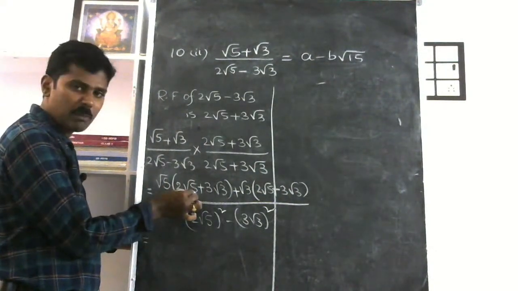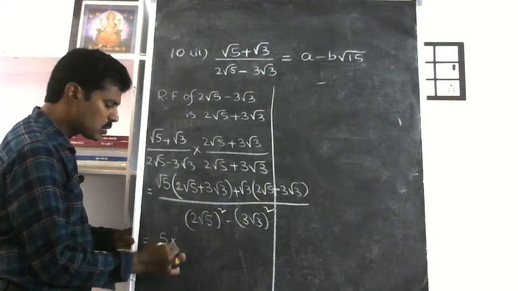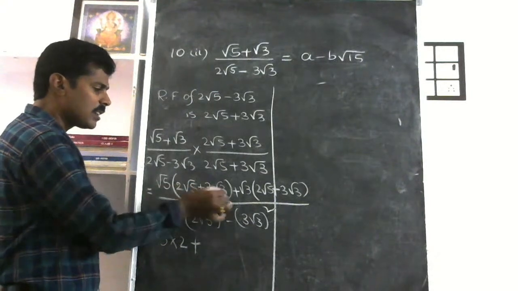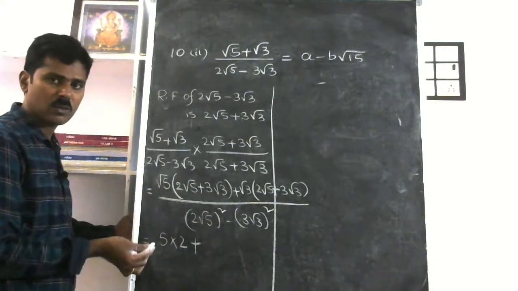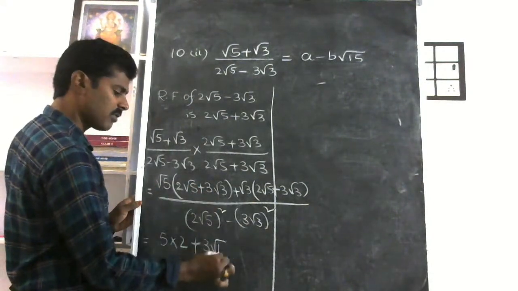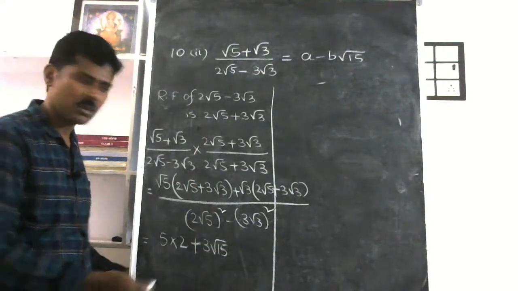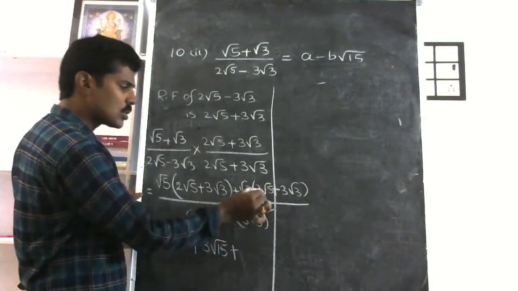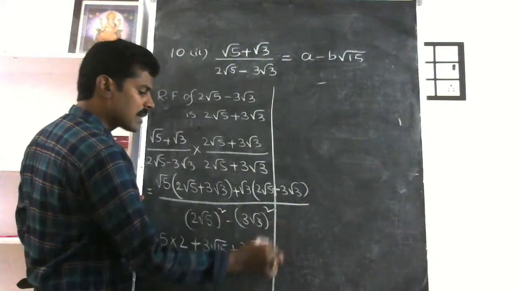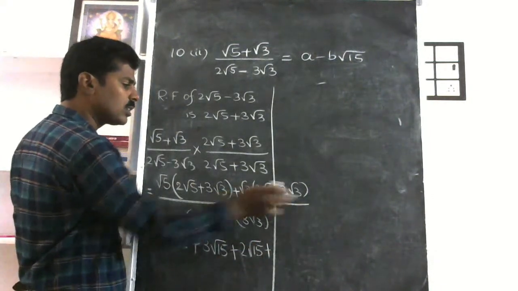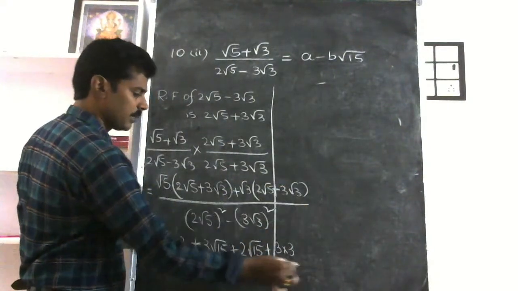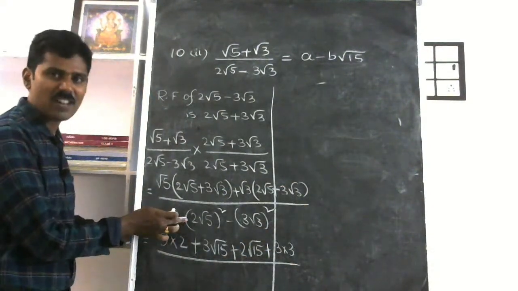√5 into √5 will become 5, into the remaining 2, so 10. Plus here I cannot do anything, because I won't get the root outside. So I will get 3 into √5, 3 fives are 15. I have no option, I have to write √15 in total. Again here also, 2√3 into √5, I don't have any option, so 2√15. Plus here I have 3 into √3, which will again become 3, so 3 into 3, whole divided by the denominator, which I have explained before.